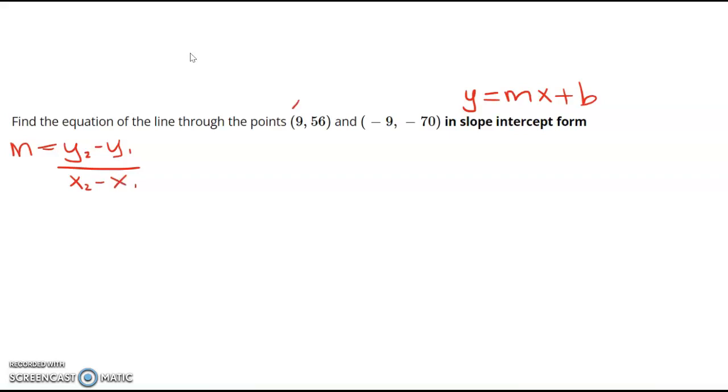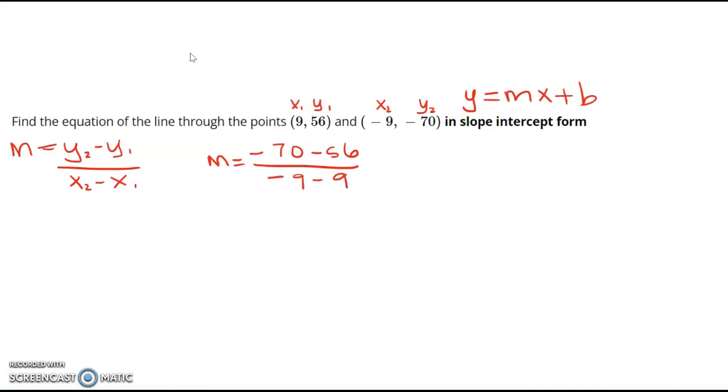So if you remember, we've got our points here. We can call this our first one, x1, y1. We can call this our second point, x2 and y2. So we'll just substitute those in and find our slope. We get negative 70 minus 56 in the numerator, and then negative 9 minus 9 in the denominator.